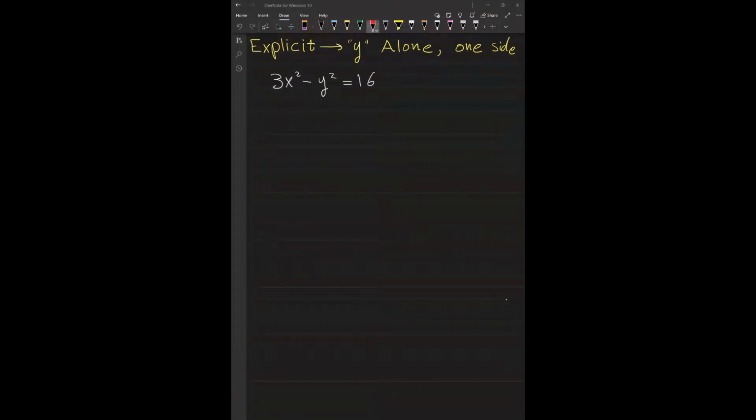Okay, now this is the second example. Could you take the derivative of that? You know what? Why don't you practice that right now? Pause the video, go ahead and find the derivative. Find dy/dx. You got this.